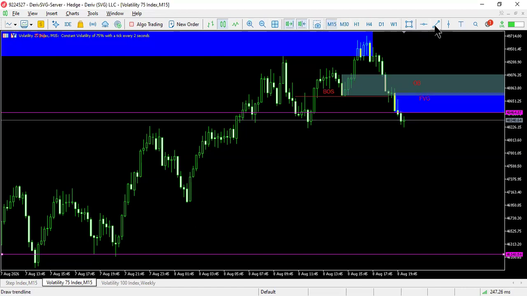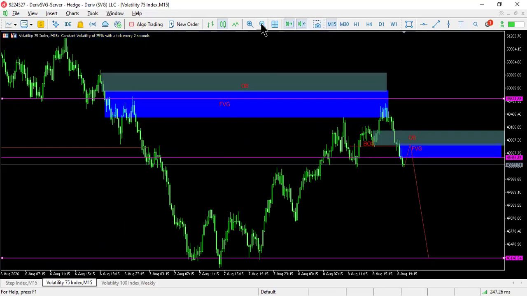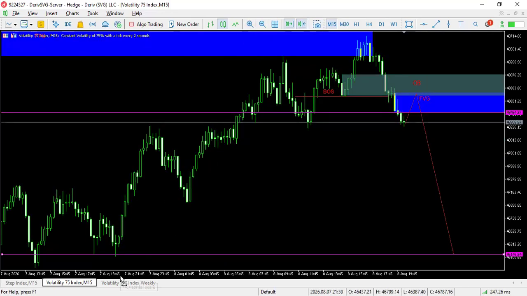Therefore, I'm anticipating for price to go and mitigate my fair value gap or order block and then give me a push to the downside, because the overall trend on VIX 75 is bearish. So that is what I'm anticipating for VIX 75.